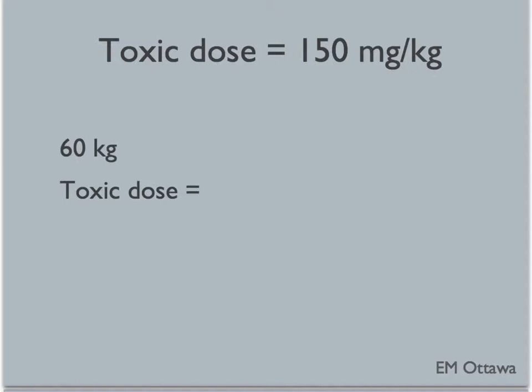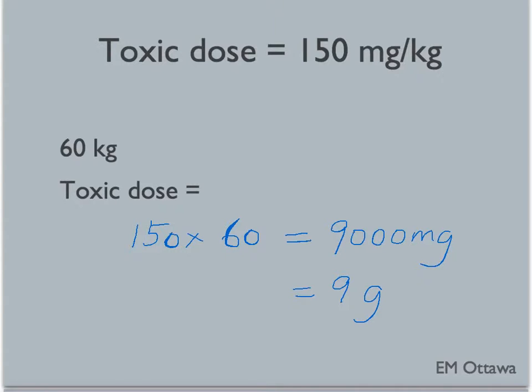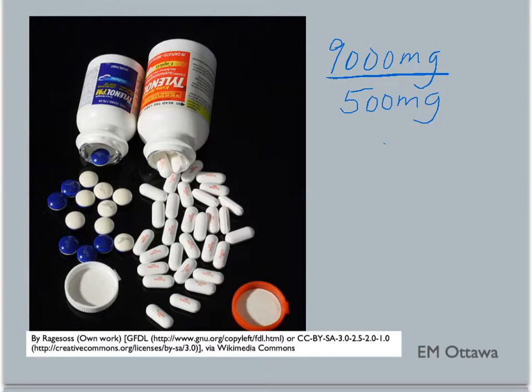That's right, it would be 150 times 60. That will give us 9,000 milligrams, which is equal to 9 grams. Each pill of extra strength acetaminophen is 500 milligrams. And therefore 9 grams of acetaminophen translate to 18 tablets. So again, 9,000 milligrams divided by each pill, which has 500 milligrams, gives us 18 tablets, which is about a handful of pills.